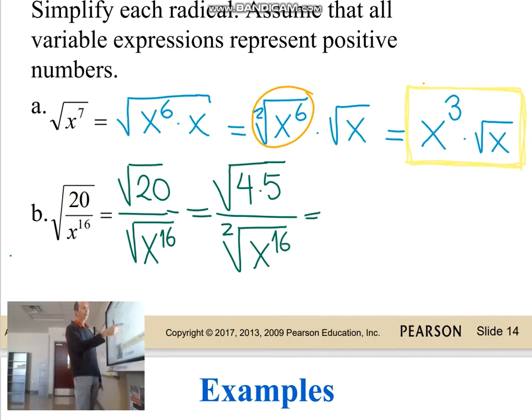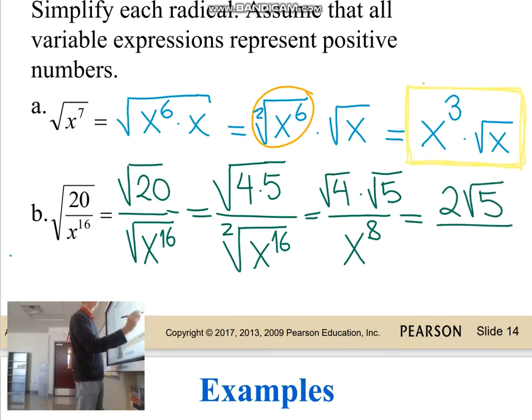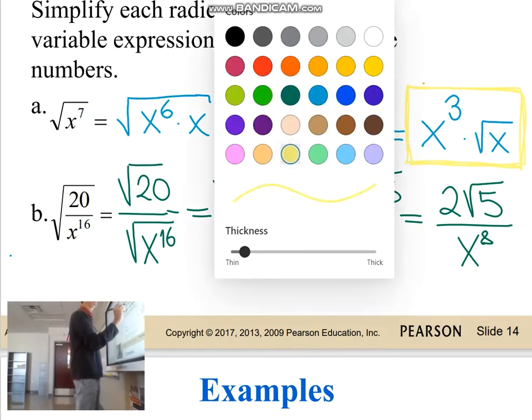We can find an answer here by dividing this exponent 16 by the index 2, and this is x exponent 8. And on the top we can write it like this: exponent 4 and radical, square root of 4 times square root of 5. This is 2 square root of 5 over x exponent 8. Okay? All right.